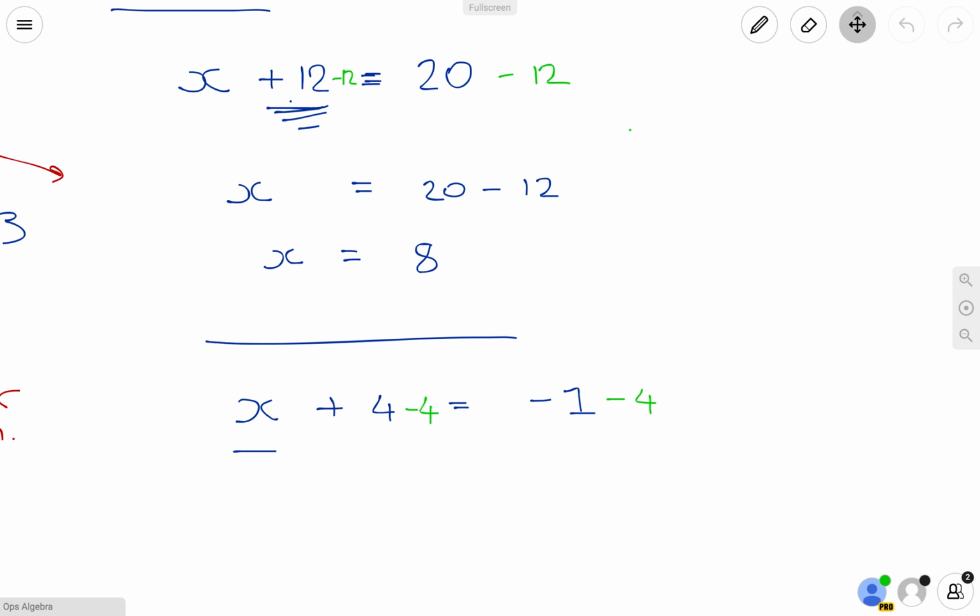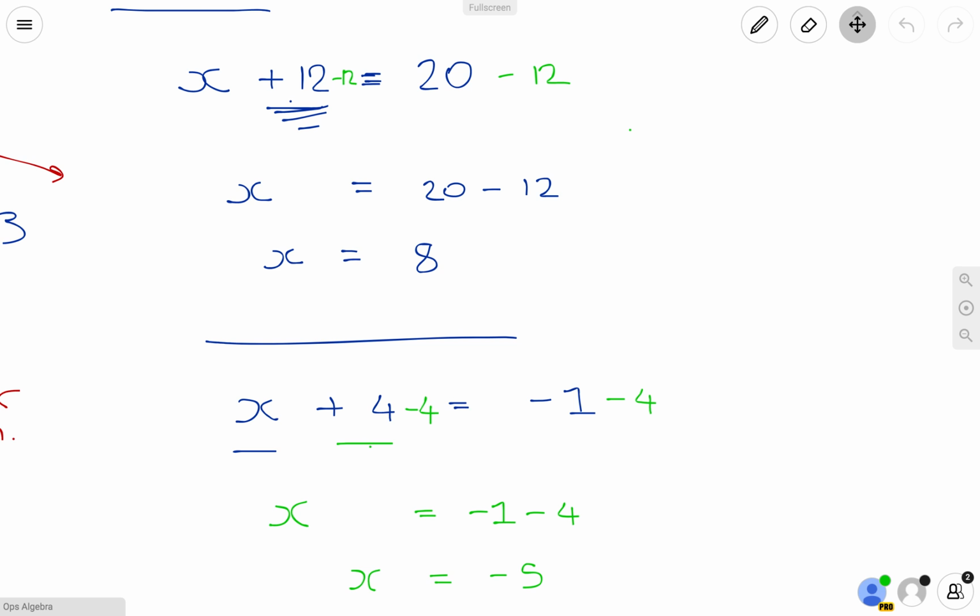And what I get on the left is x plus 4 minus 4, which is 0. So just x equals, and I've got minus 1 minus 4. Well, that's minus 5. From minus 1 I'm going down 4. Sweet. So I've got x equals minus 5. And there you go. You solved it. And that's two weapons right there that you'll always use: addition and subtraction. Always remember that you want to find x, and to do that, you have to get rid of whatever's on x's side.